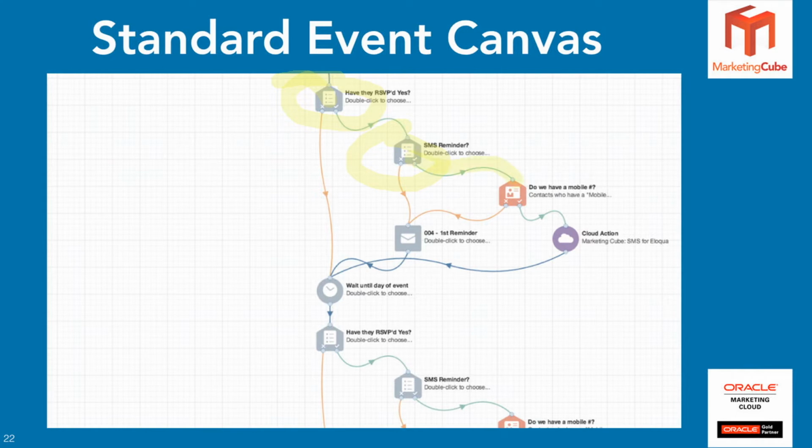And then what we do, just maybe because we're a little anally retentive, I'm not sure, but this was something that I think we should do. We just want to double check and make sure that we have a mobile phone number stored against your profile. If we do, then we use the cloud action step, which is to actually send the SMS reminder to you.